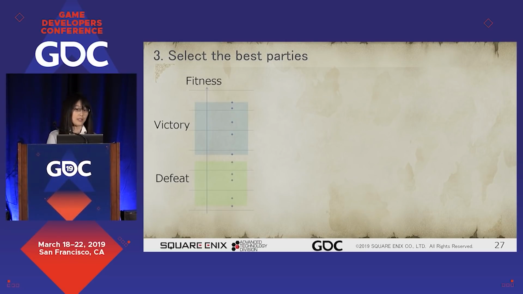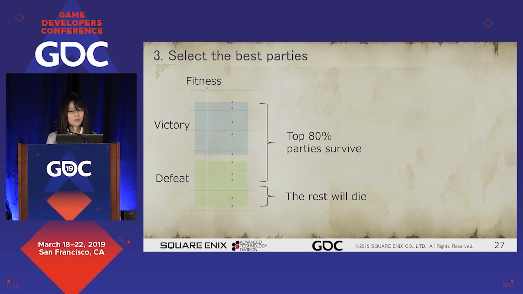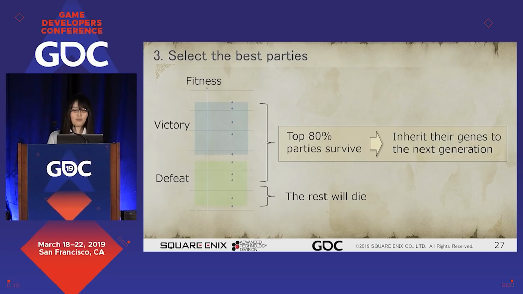Now, let's advance to step 3 in GA. Select the best parties. After the evaluation process, GA chooses parties to be inherited to the next generation. As the evaluation values are on one dimension now, we can know easily which parties are better. We decided that we keep top 80% parties for the next generation and dispose the others. This policy keeps the diversity in parties and avoid falling to a local optimum.